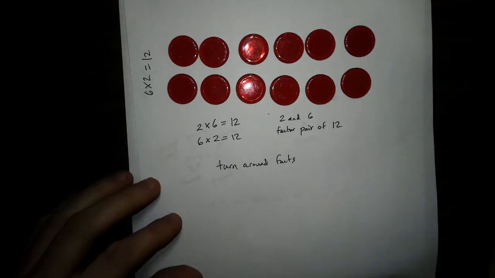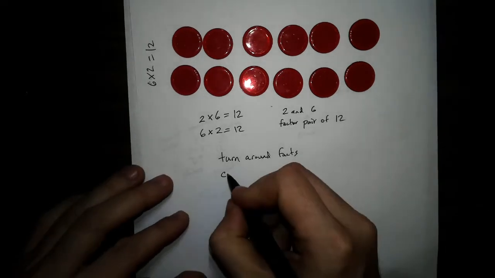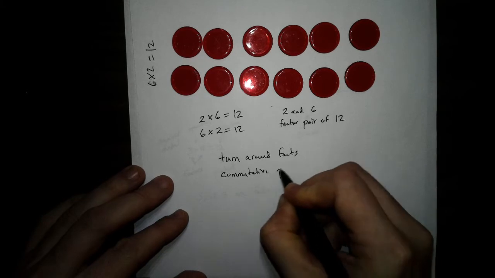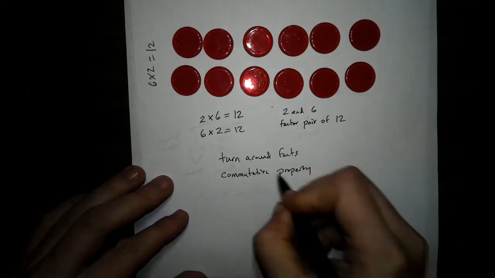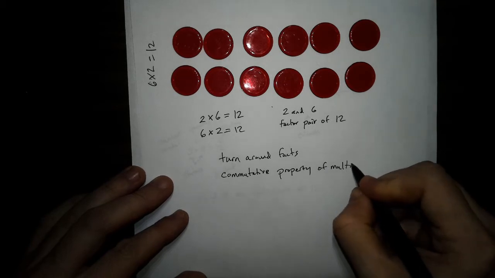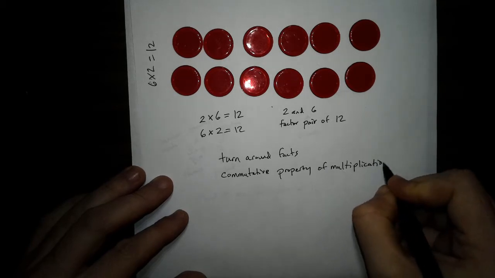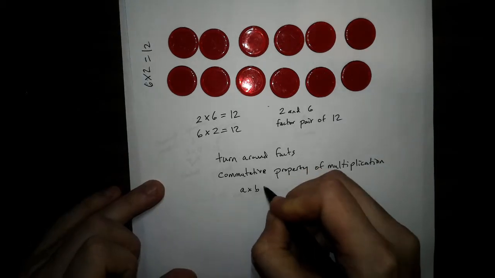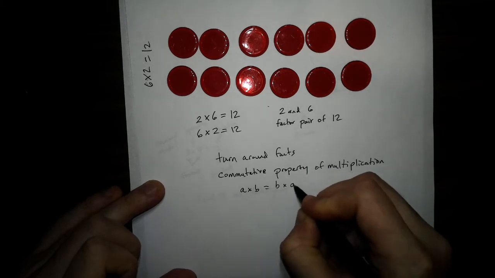But there's actually a fancy name for that, and it's called the commutative property of multiplication. That's an E right there, of multiplication. And the commutative property of multiplication says that the order in which you list the factors does not matter. 2 times 6 is the same thing as 6 times 2. A times B is the same thing as B times A.